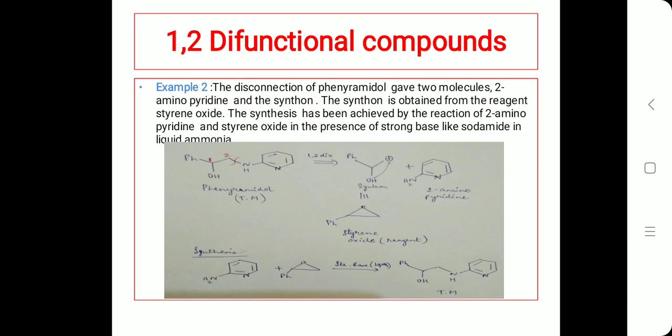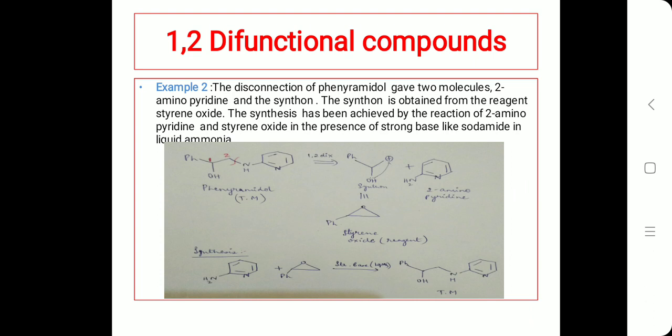So example 2 is the disconnection of phenyramidol, which gave two molecules, that is 2-aminopyridine and the synthon. The synthon is obtained from the reagent styrene oxide. The synthesis has been achieved by the reaction of 2-aminopyridine and styrene oxide in the presence of a strong base like sodamide in liquid ammonia. So here we have the target molecule which is phenyramidol.